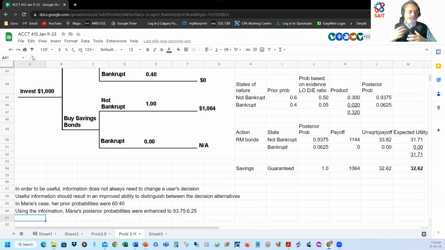After obtaining the information, Marie's strength in her conviction, if you will, is much improved. She's 93, almost 94% confident that Risky Mining will not go bankrupt. And in spite of that, she doesn't change her decision because it's just that it's still too risky. Investing in Risky Mining is still too risky. The reward from investing in Risky Mining does not outweigh the risk of possible loss. Right? So a question could be added over here.